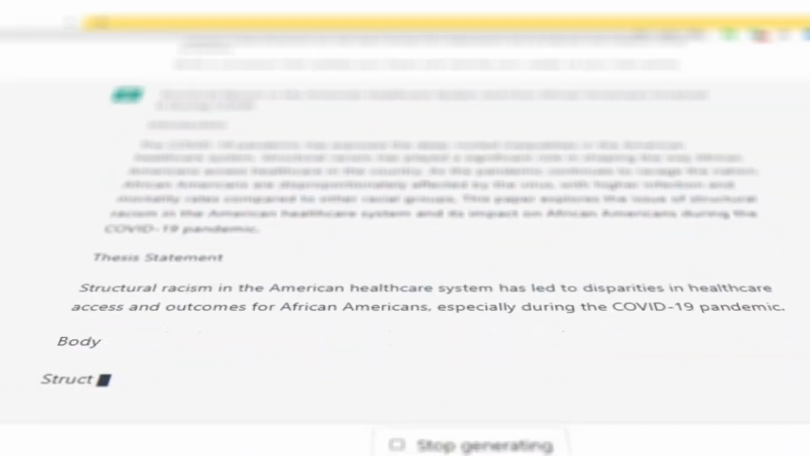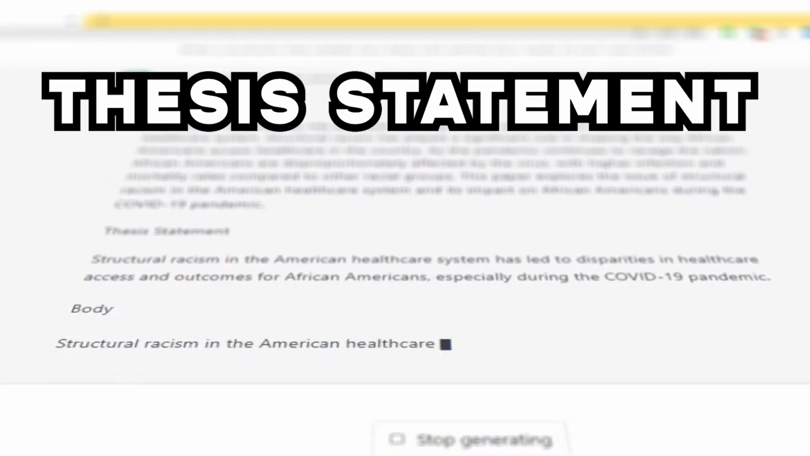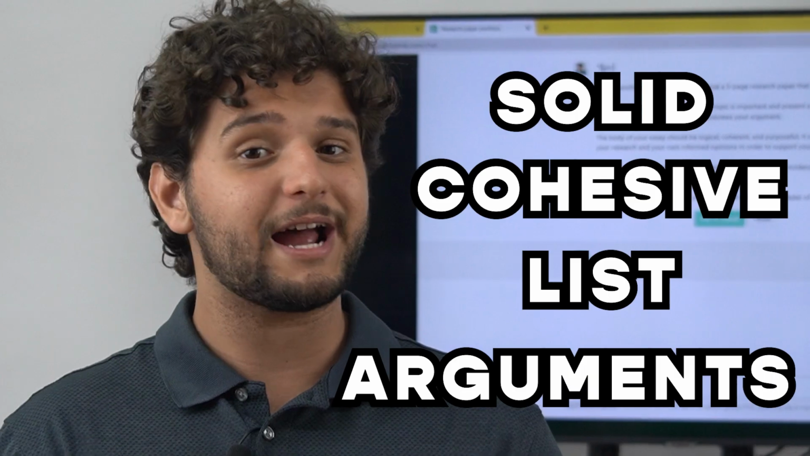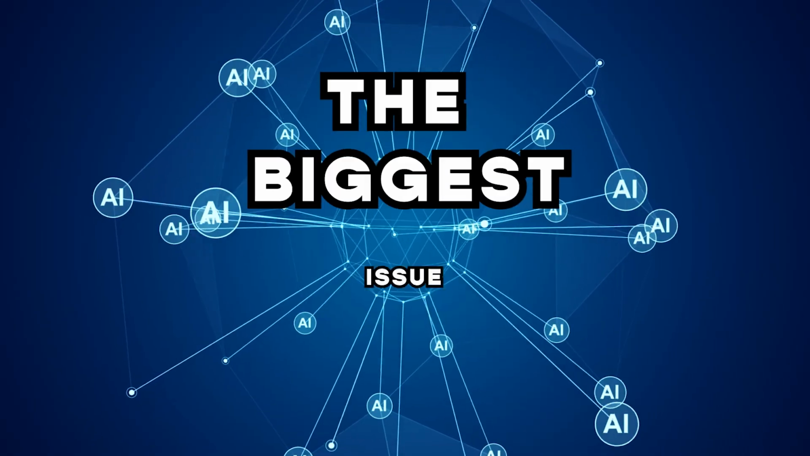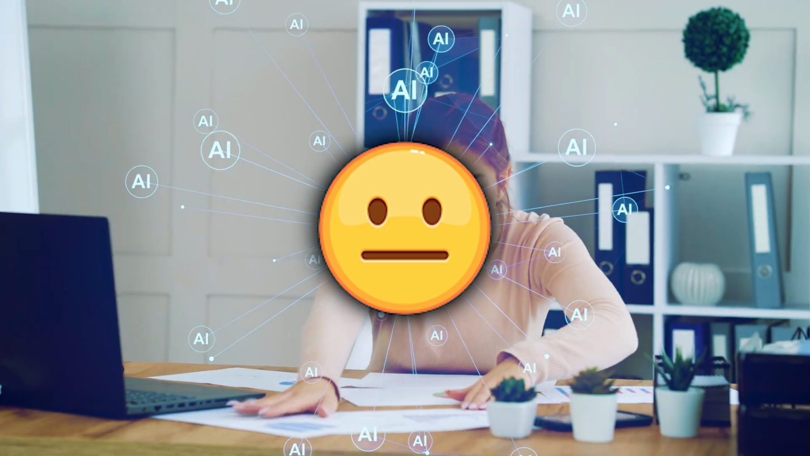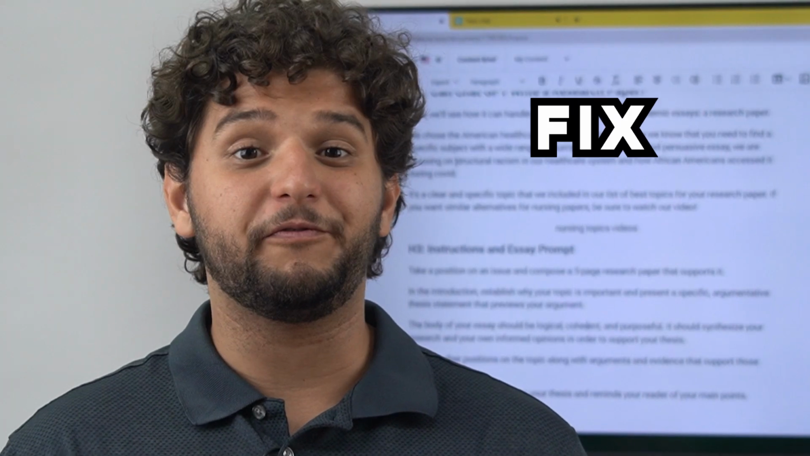And the same happens when it starts developing the thesis statement on how these issues could be fixed. But we do need to say that it gave us a solid and cohesive list of different arguments we could write about. The biggest issue we found in the first draft is that the AI completely forgot to address a counter-argument. So, what can we do to fix these problems?